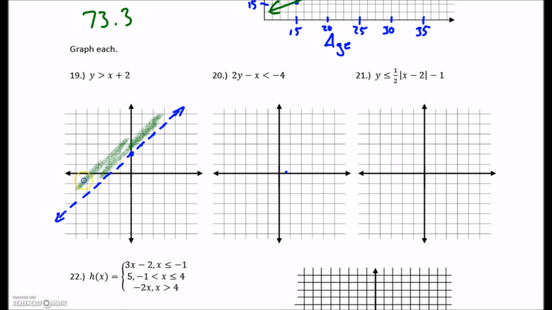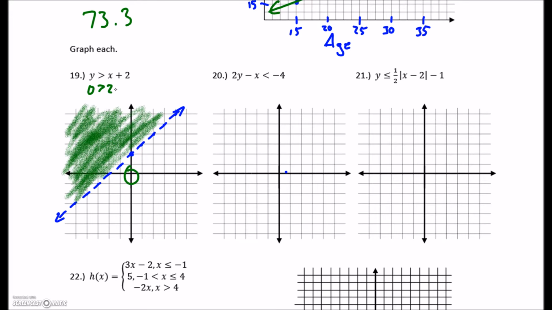The easiest way to test that is to plug in a point, and I can plug in the point 0, 0. If I do a test point here and plug in the point 0, 0, I would get 0 is greater than 2, which of course is a false statement, and that's why I shade the other side of the line using my sweet crayons.